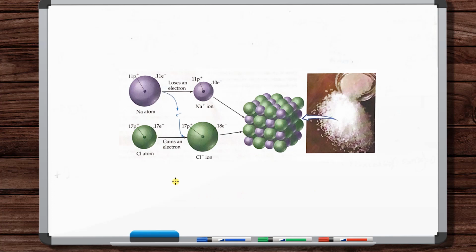Okay, there's also polyatomic ions. So for example, ammonium ion, sulfate ion, right? Polyatomic, multiple atoms.